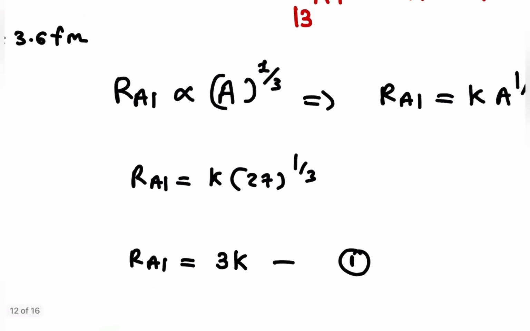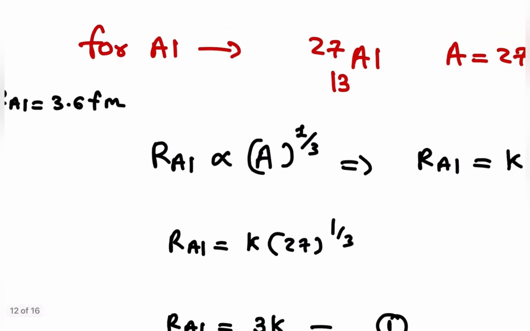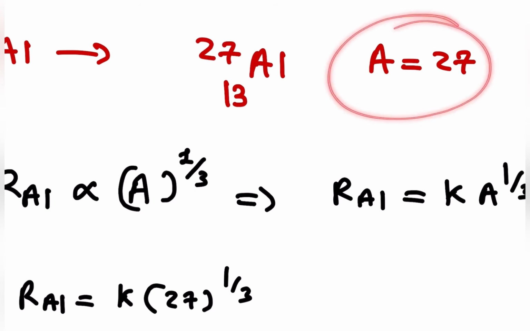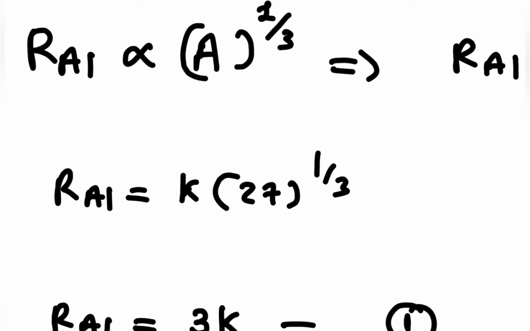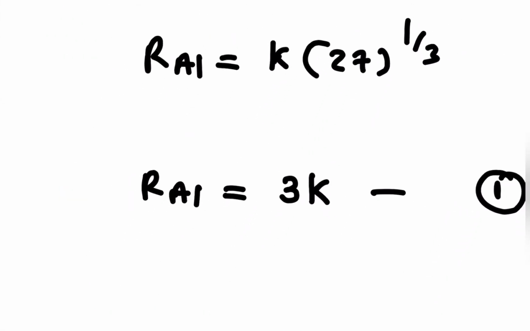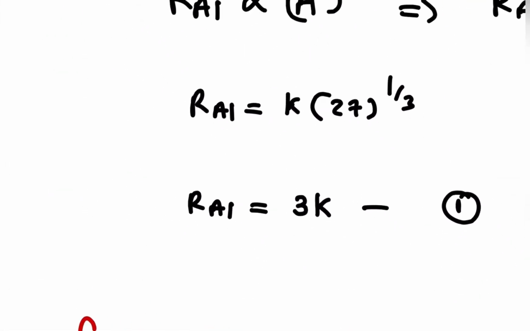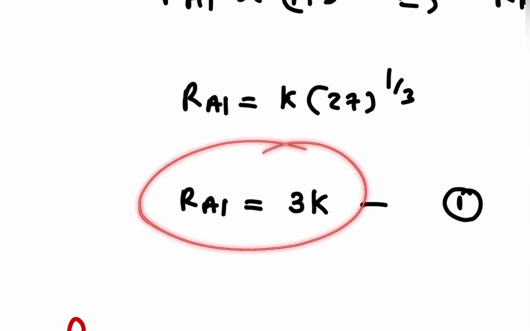R aluminum, the radius of aluminum, is equal to K times 27^(1/3), because for aluminum the atomic mass number is 27. So 27^(1/3) becomes 3K. The radius of aluminum is already given, that is 3.6 Fermi meter. So R aluminum is equal to 3K, that is equation number 1.